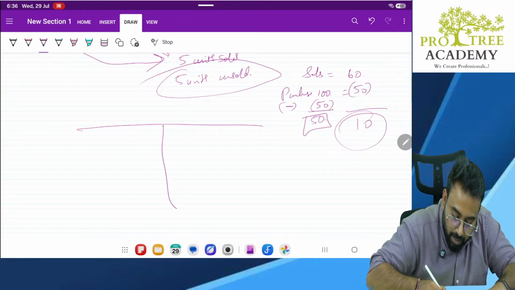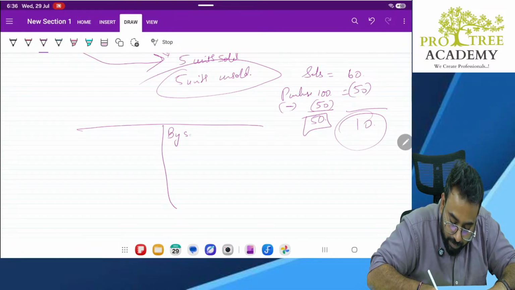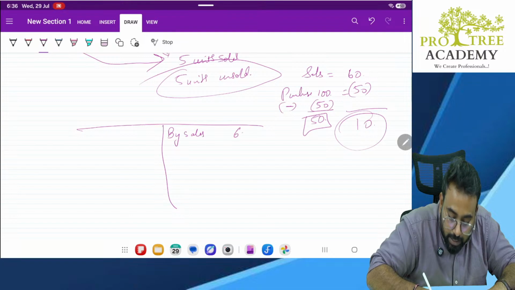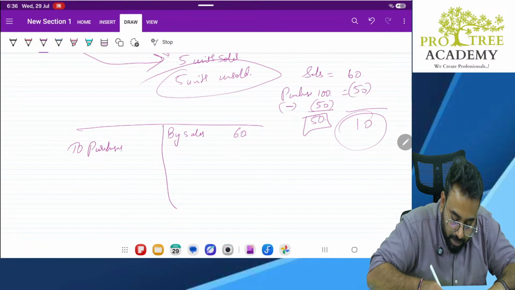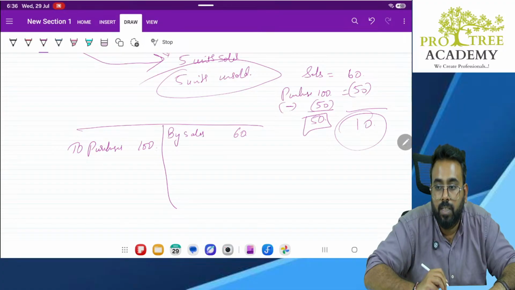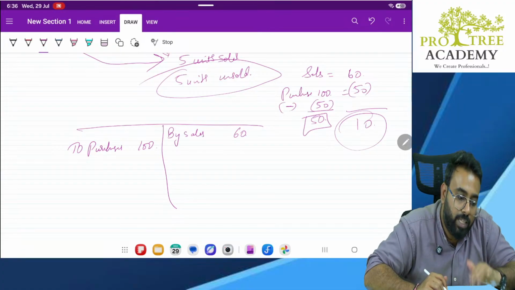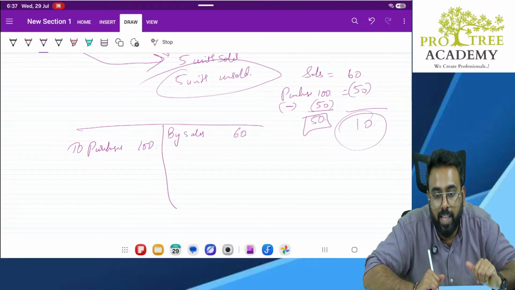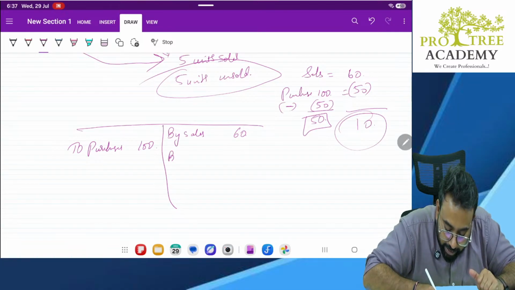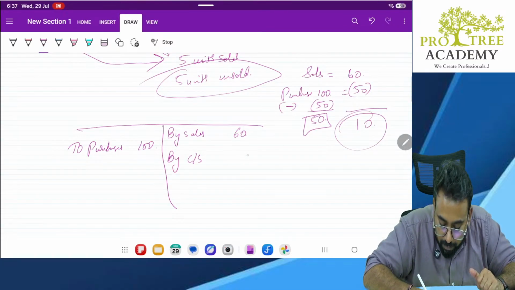Isn't it, sir? How, sir? Sales: how much, appa? 60. Purchases: how much? 100. Correct, sir? But not all this purchase has been sold. Isn't it? All purchases have not been sold, right? It is remaining with us. What do you call that remaining? Less closing stock.